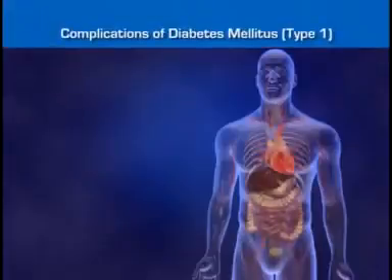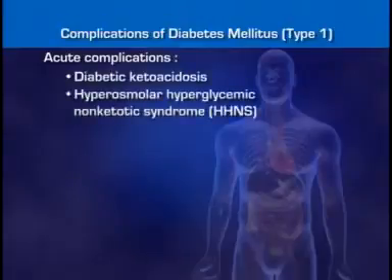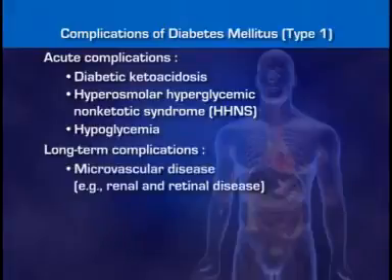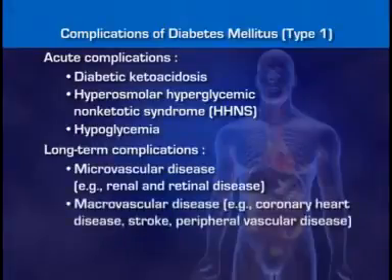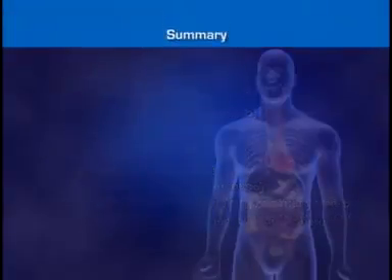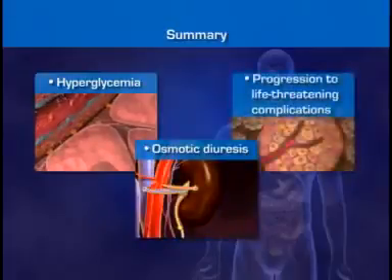Complications of diabetes mellitus include serious acute and long-term conditions, each with its own complex pathophysiology. The most important acute complications are diabetic ketoacidosis, hyperosmolar hyperglycemic non-ketotic syndrome, and hypoglycemia. The long-term complications involve microvascular diseases, such as renal and retinal disease, macrovascular disease, such as coronary heart disease, stroke, and peripheral vascular disease, and neuropathies. Diabetes mellitus is a disorder of blood glucose control involving an absolute or relative deficiency of insulin or disrupted insulin reception, leading to hyperglycemia, osmotic diuresis, and progression to life-threatening complications.